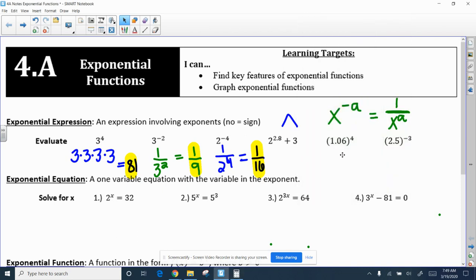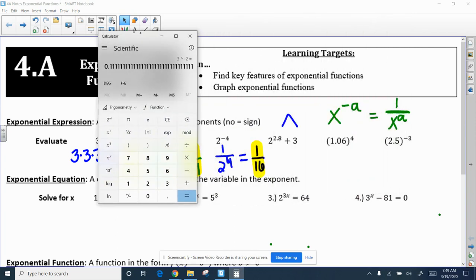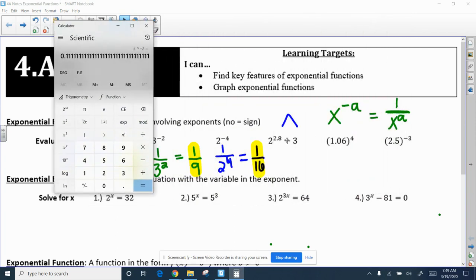However, if we look at the next examples, 2 to the 2.8 power plus 3, or 1.06 to the 4th power, or 2.5 to the negative 3 power, all of these we're going to need to use a calculator for, and we will be able to give our answer as a decimal approximation since these have decimals in them. So I do want you to grab your calculator and just practice entering those to make sure that you get the same answer as me so that we know that we can enter those in the calculator correctly.